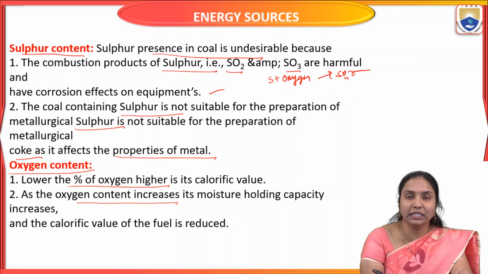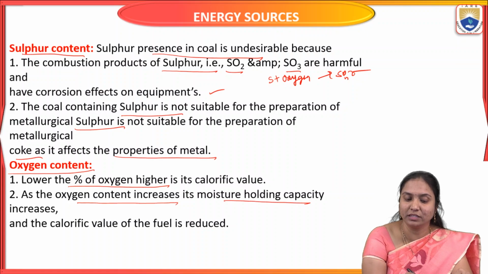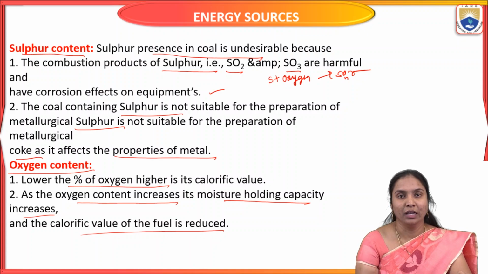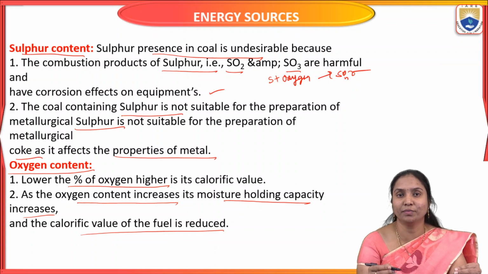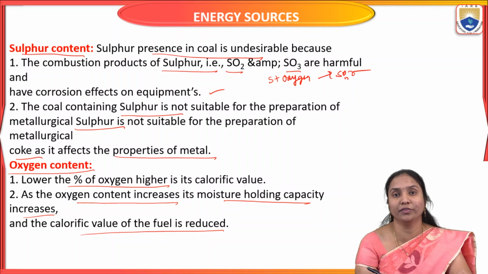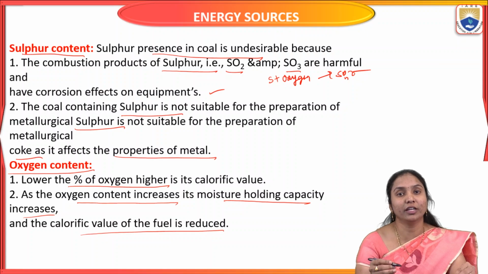As the oxygen content increases, its moisture holding capacity also increases. So in this case, the calorific value of the fuel is reduced. So good coal always contains a high percentage of carbon and hydrogen and a low percentage of nitrogen, ash, sulfur and oxygen. If ash is present in coal, it also reduces the calorific value. That means it produces more smoke, requires more heat energy and does not support burning. So if ash is present in the coal sample, it is also undesirable.